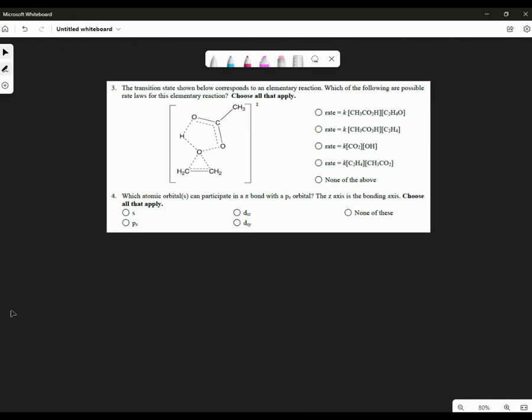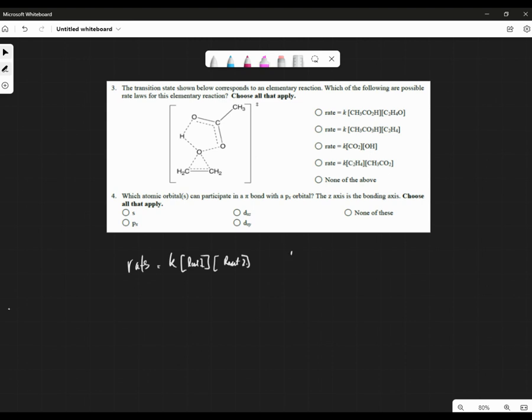Okay, this is trying to answer questions 3 and 4. First one, the transition state shown below corresponds to an elementary reaction. Which of the following are possible rate laws for the elementary reaction? Choose all that apply. Now, rate is equal to some constant times the concentration of one reactant, let's call it react 1, times the concentration of react 2.